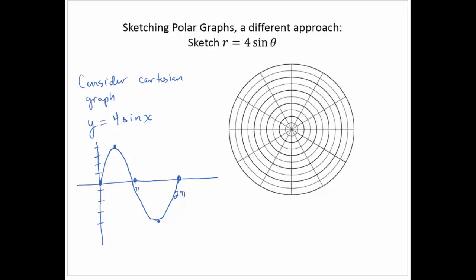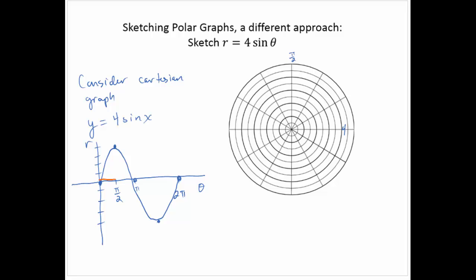And now what I'm going to do is take that Cartesian graph and translate it to the polar graph. So again, we have a radius of 4. Now this was in terms of y and x, but now I'm going to think of the horizontal as my theta and the vertical as my r. And so what I see is, as theta increases from 0 to pi over 2, the radius increases from 0 to 4.